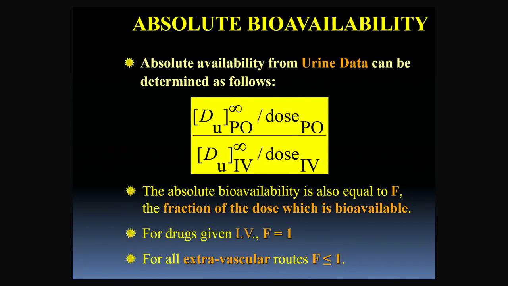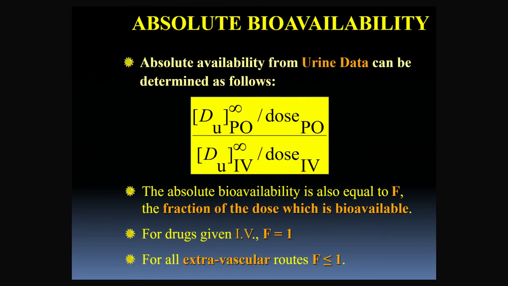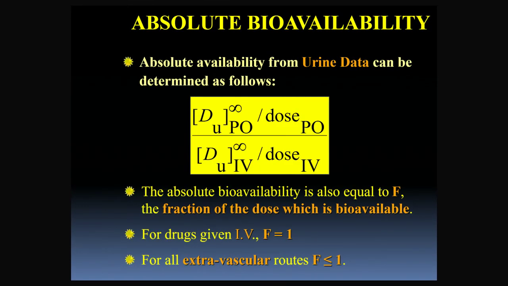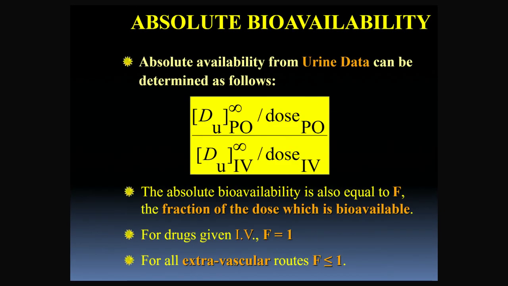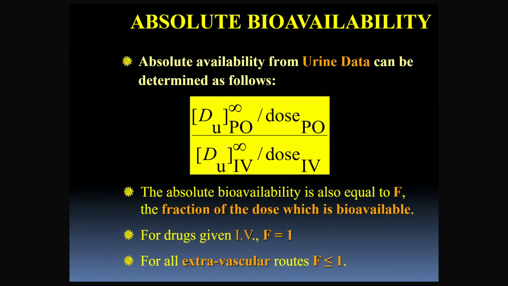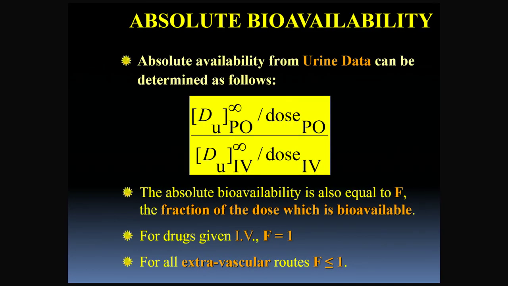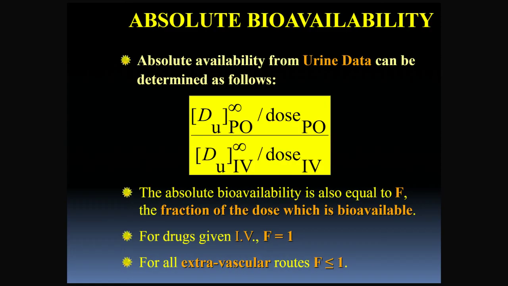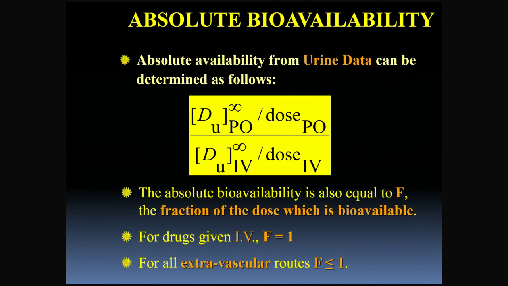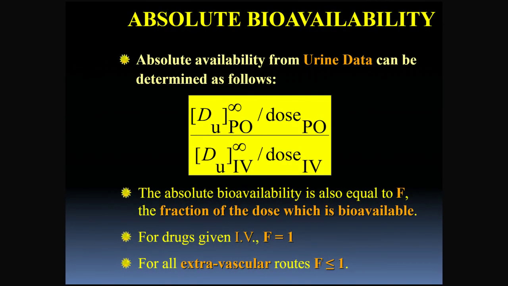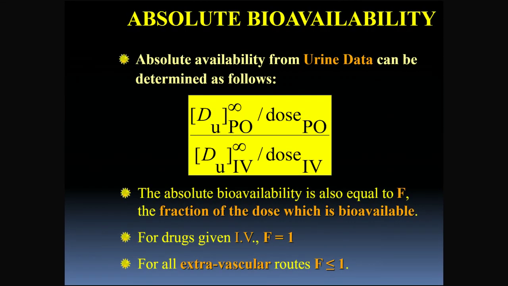We are now determining absolute bioavailability by analyzing the total mass of drug excreted through the kidneys, rather than measuring plasma levels. To calculate the bioavailable fraction F, you must divide the dose-normalized urinary recovery from an oral administration, represented as Du PO at infinity over the oral dose, by the dose-normalized recovery from an intravenous injection.